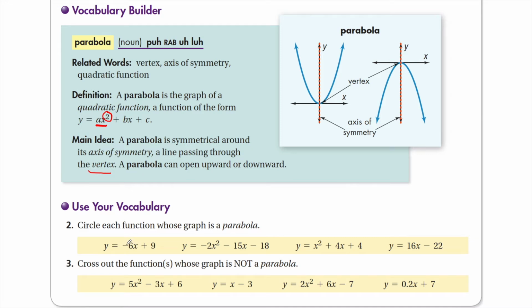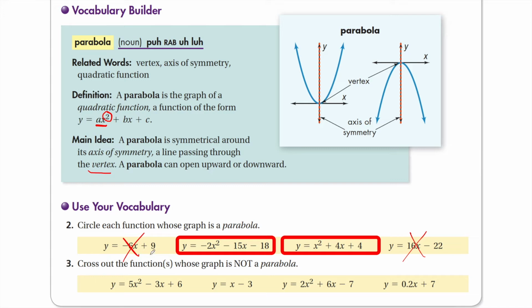So looking at these 4 different functions that are given, the very first one does not represent a parabola, or will not graph as a parabola, and the last one will not graph as a parabola because they do not have the x squared. However, the second and the third will.